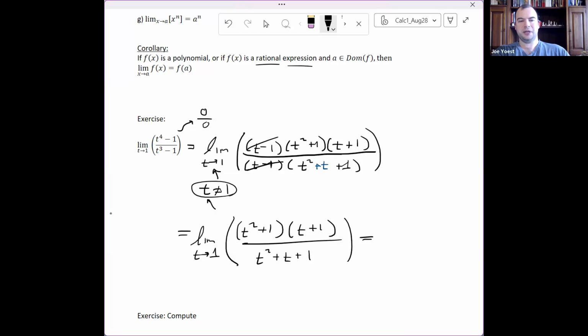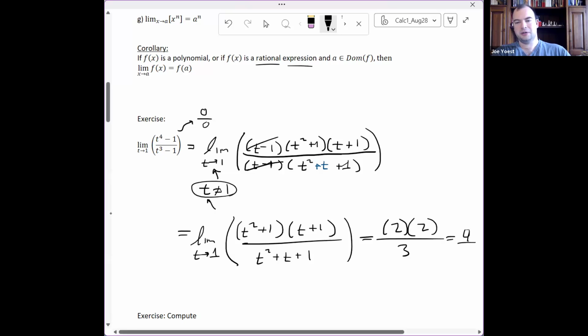This one is pretty similar to the previous one, but has that minor difference in the domain restriction. Here, I can just plug in 1 to get what? 1 plus 1 is 2, times 1 plus 1 is 2, over 3, or 4/3.